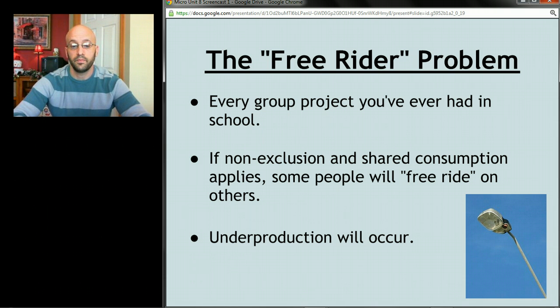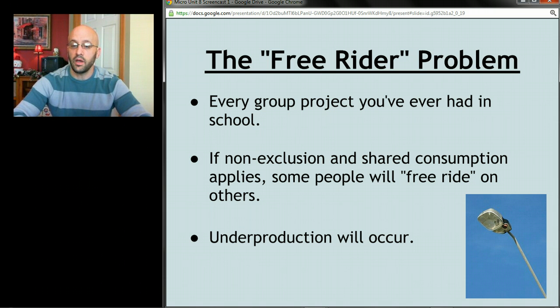Well, the problem with the group project usually is that everyone winds up getting the same grade. So you can kind of wait for other people to start doing the work, knowing that you're going to get the same benefit from it that they will. So if non-exclusion and shared consumption apply, what happens is that some people, quote-unquote, free ride off of the effort of others. And as a result, not enough work's going to get done. A couple of people are going to wind up doing most of the work. Well, that's the problem with public goods.